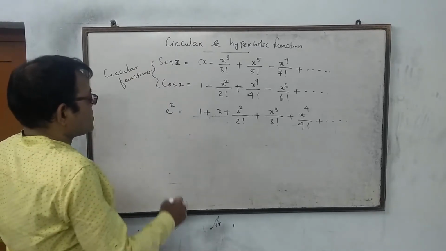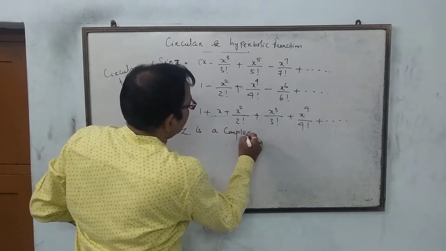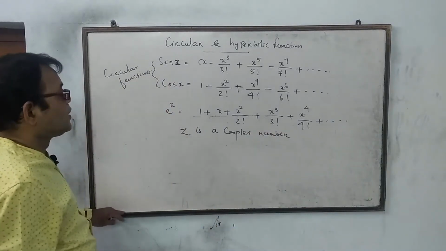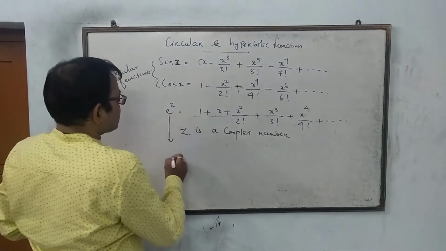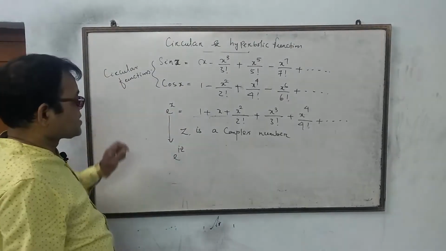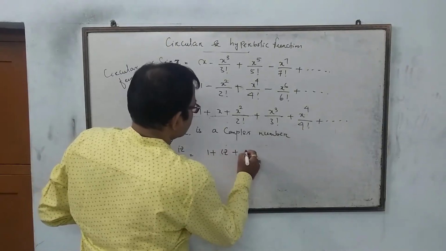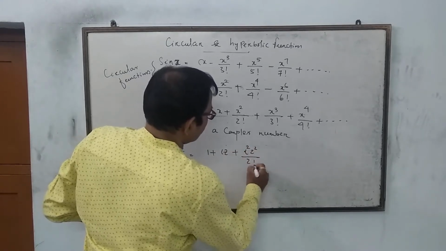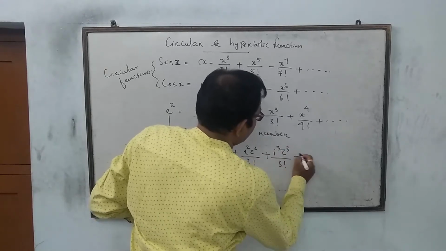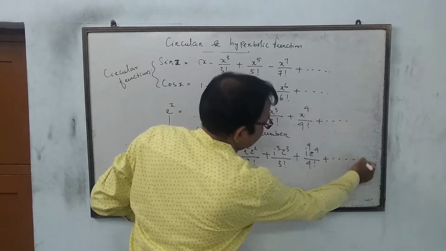If I say z is a complex number, then if I replace x as iz, this would be 1 plus iz plus i square z square upon 2 factorial plus i cube z cube upon 3 factorial plus i fourth z fourth upon 4 factorial, like this.